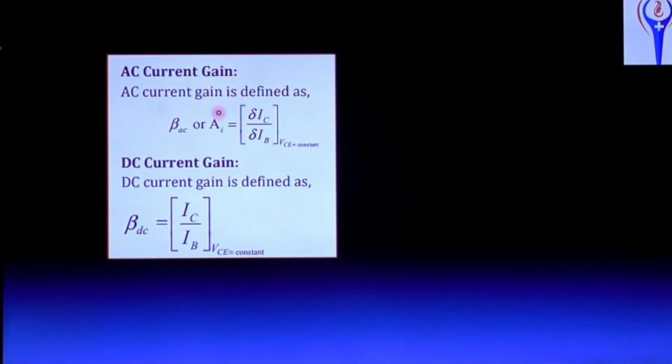In an amplifier, some of the important terms we need are, first, the AC current gain. It is denoted by the symbol beta AC, equal to delta IC by delta IB at constant VCE. And the DC current gain, beta DC, equals IC by IB.